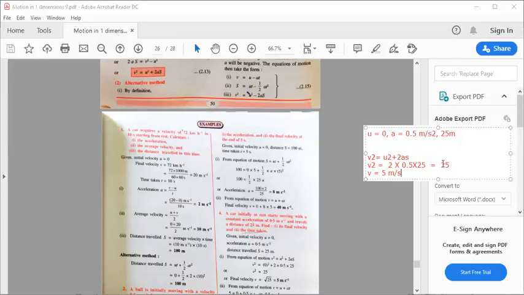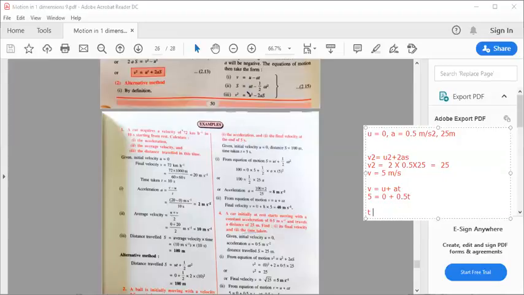Now how do you find the time? You can use this formula. This is a very easy formula. v equals u plus at. V क्या लिख सकते हैं, 5. U क्या है, 0. A क्या है, 0.5 t. So t will be 50 upon 5, 10 seconds. Am I right? Yes, ma'am. Okay, so it's over. So I hope you understood this.